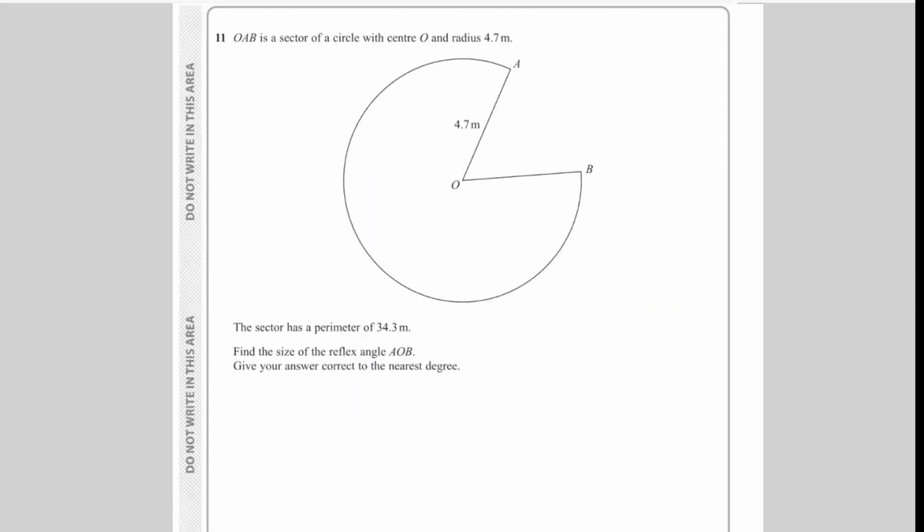Question 11. OAB is a sector of a circle with center O and radius 4.7 meters. The sector has a perimeter of 34.3 meters. Find the size of the reflex angle AOB.